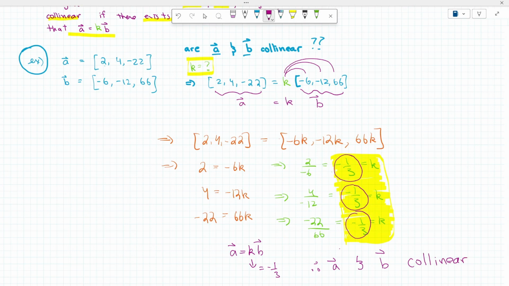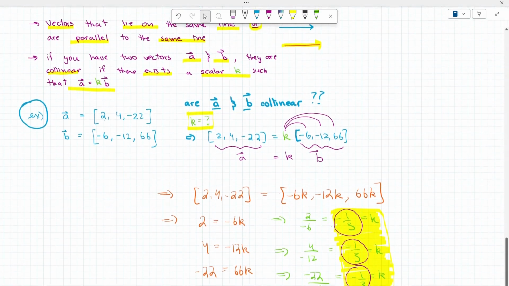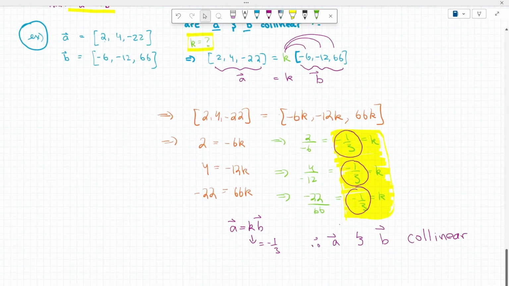That means they're either the same line or they're parallel to the same line. And that means essentially that they have either the same or opposite direction. I hope this video was helpful for you to understand the basics of vectors, understanding what scalar multiples are, and also their application in determining collinearity. Understanding collinearity is a very important aspect and fundamental to vectors because it allows us to do directional analysis.